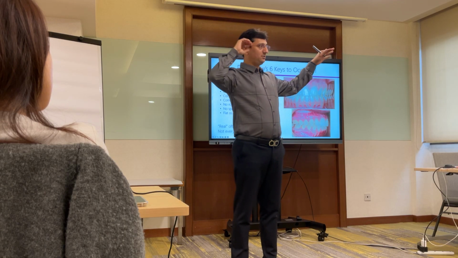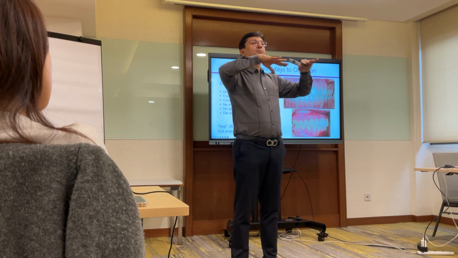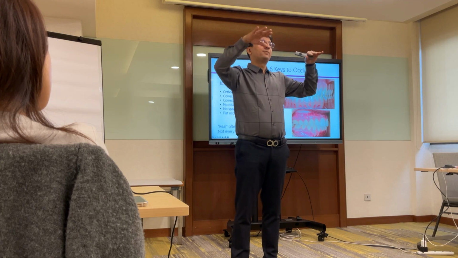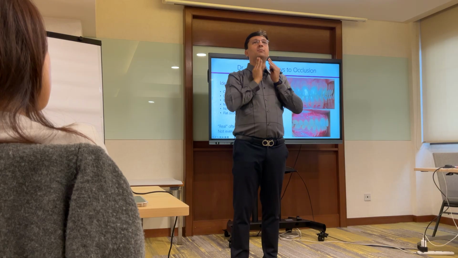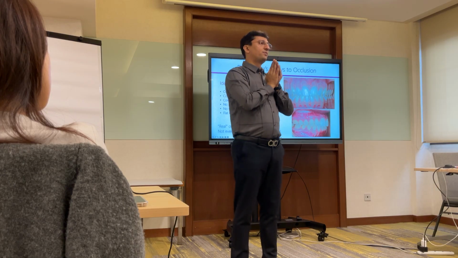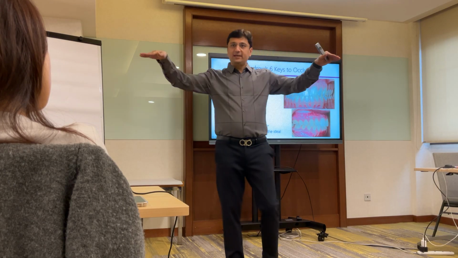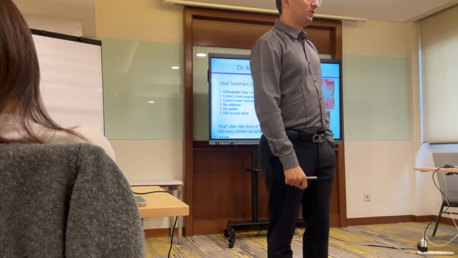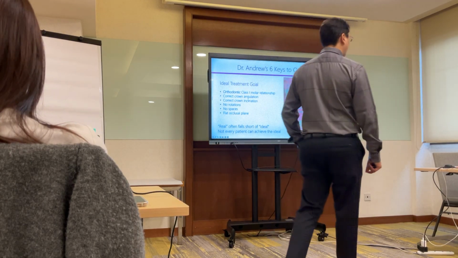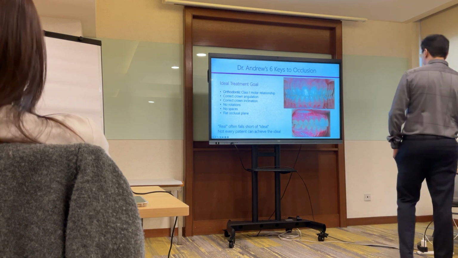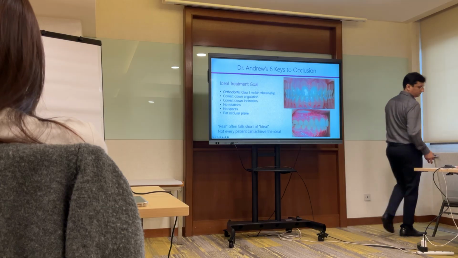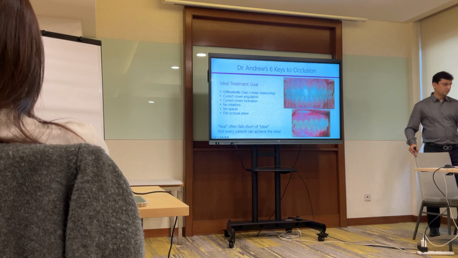When does that happen? When you have a deep curve of Spee. Okay? When you have a deep curve of Spee, the molars will be class 1, but the canine will look like it's class 2. The moment you level the curve of Spee, the canine will also become class 1. Okay? It's very common to have that problem. Questions?